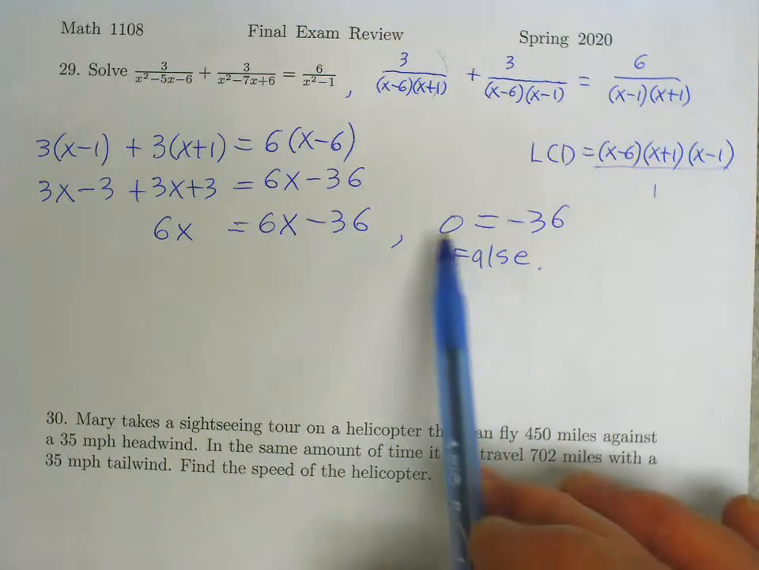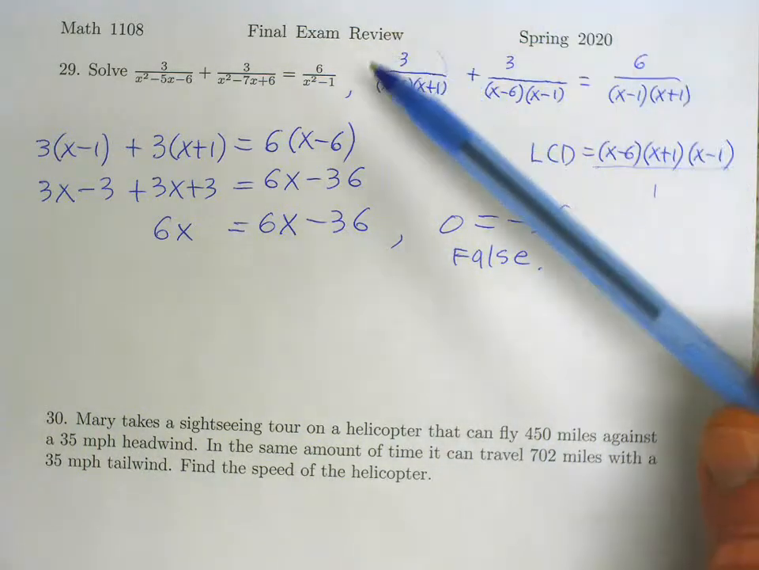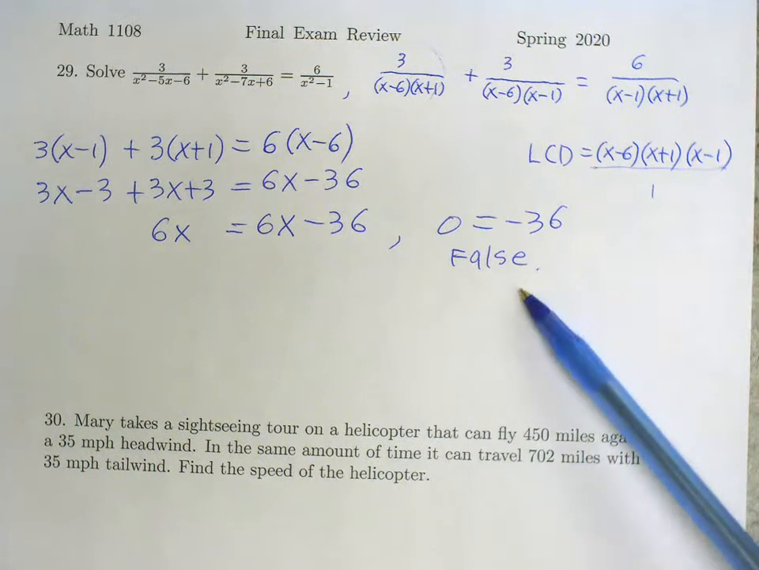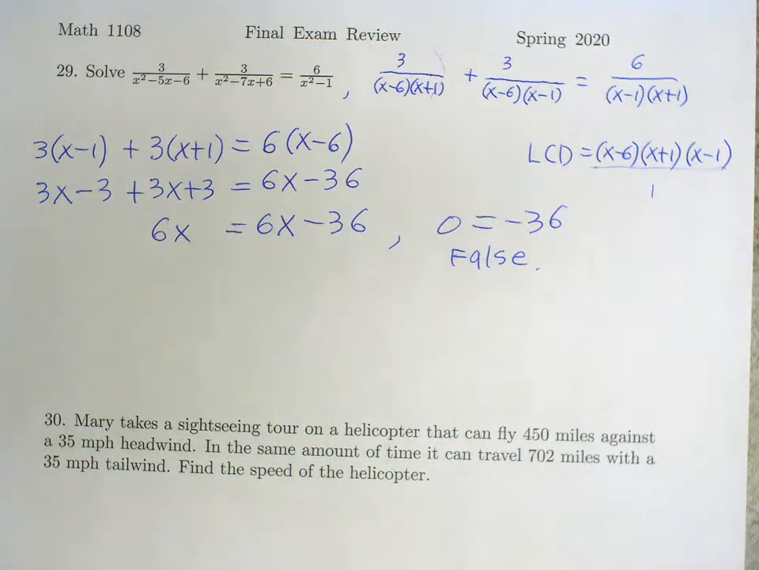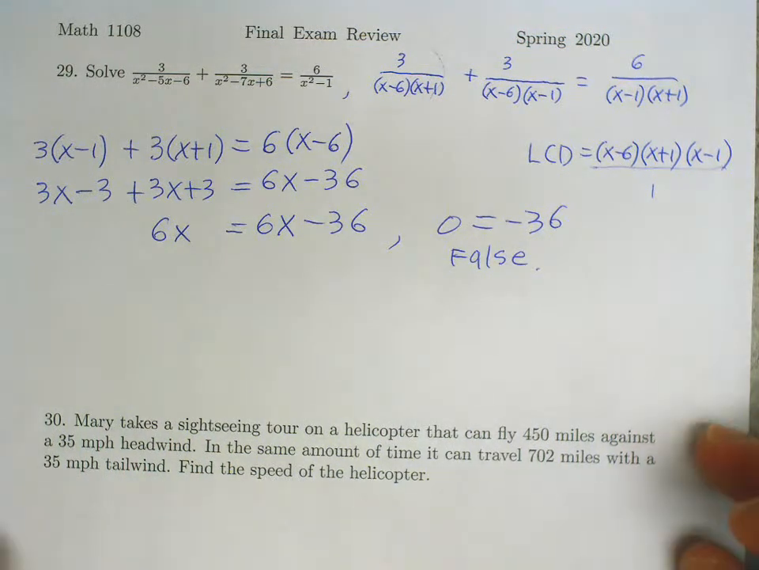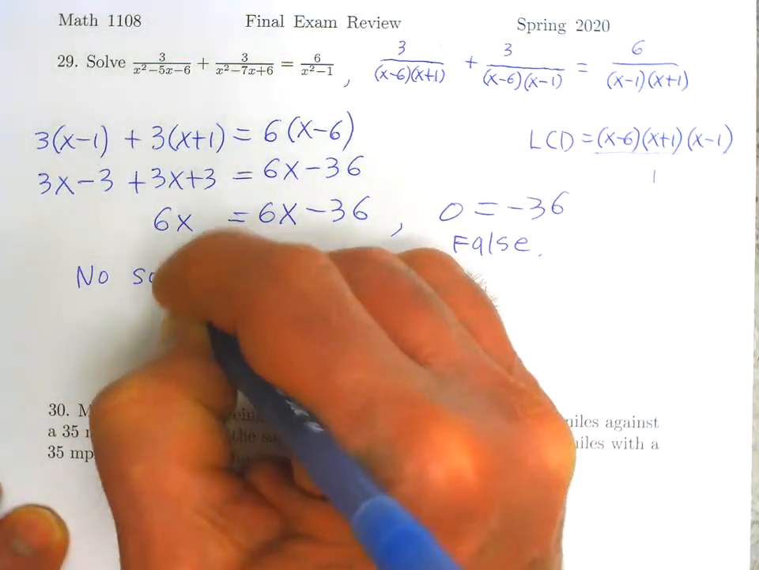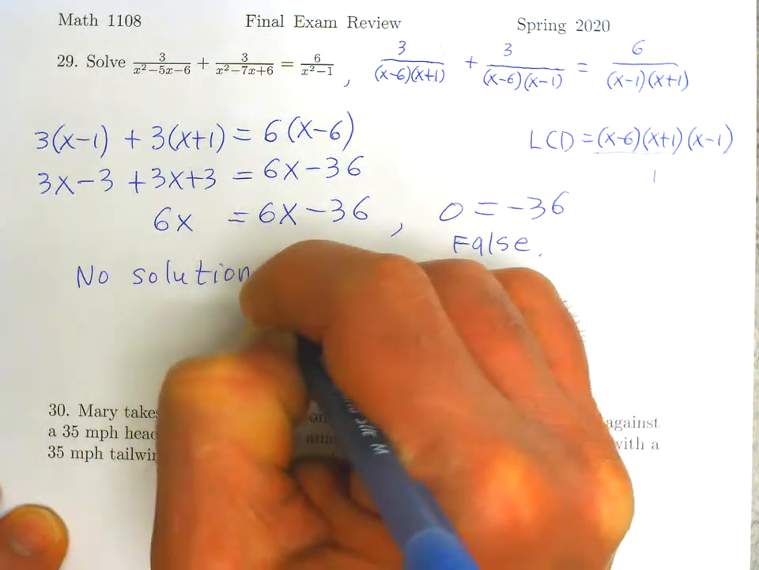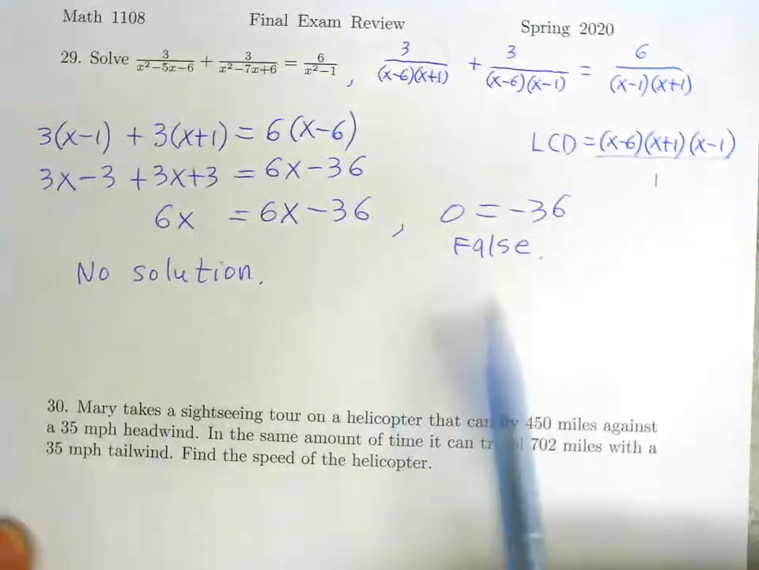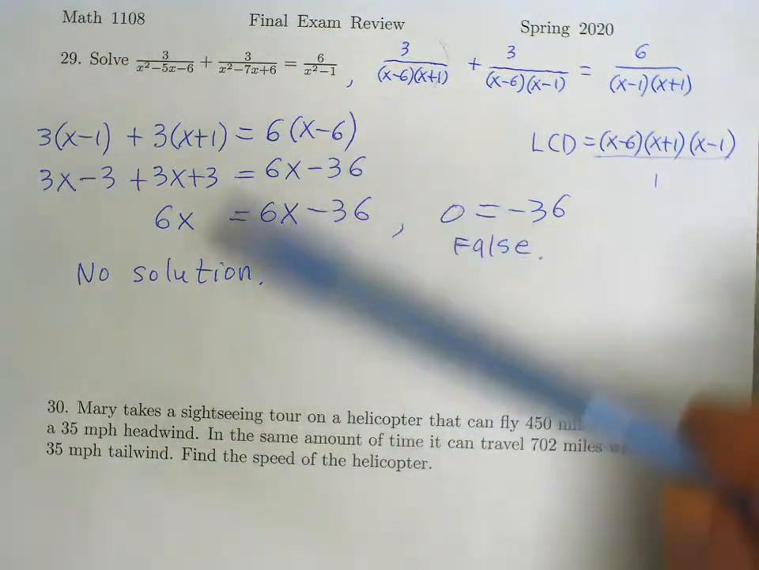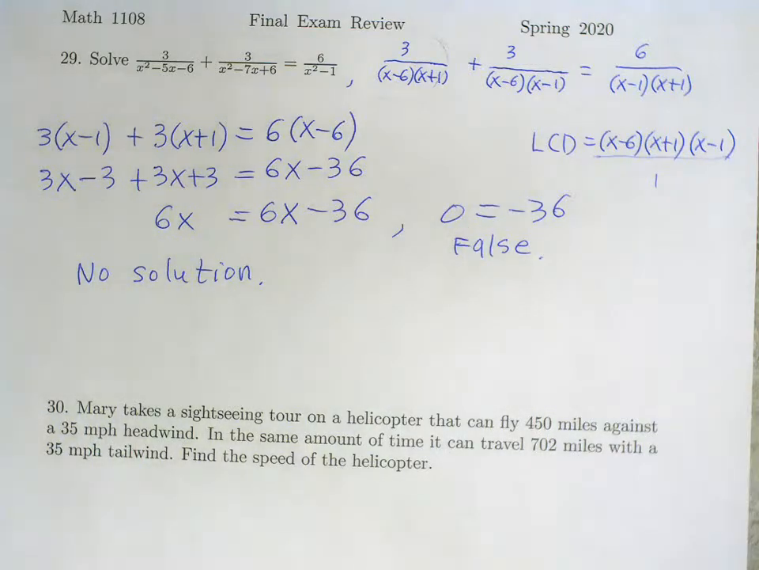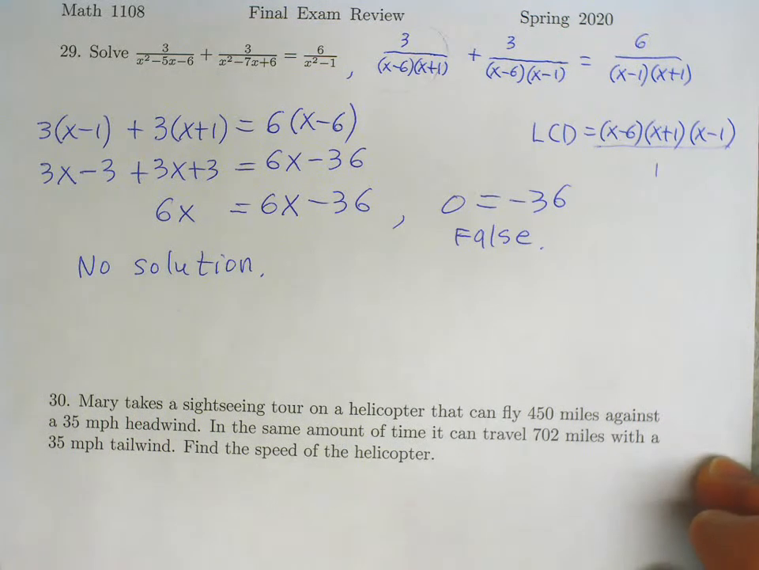So, unless I made a mistake, if we get a false result like this, that means the equation has no solution. So for now, we'll go with no solution. I'll double check that, and then if I made a mistake, I'll let you know first thing tomorrow. Okay, let's get started on the next problem.